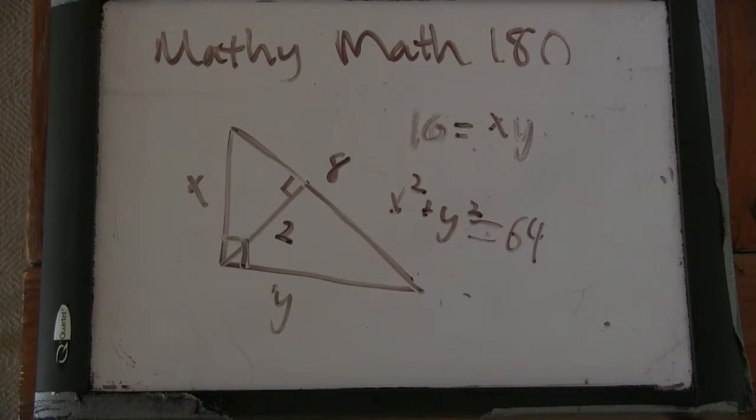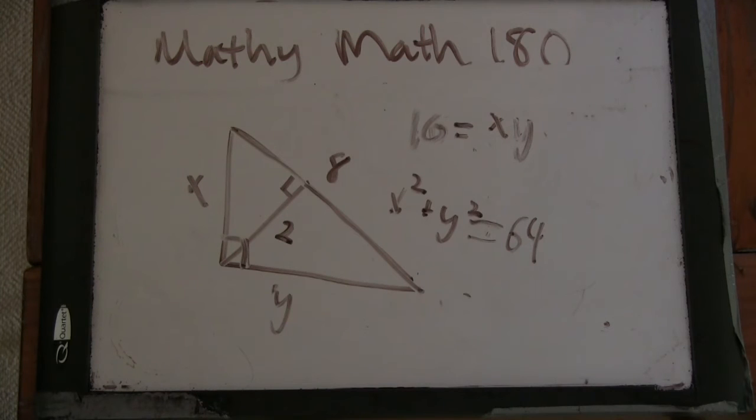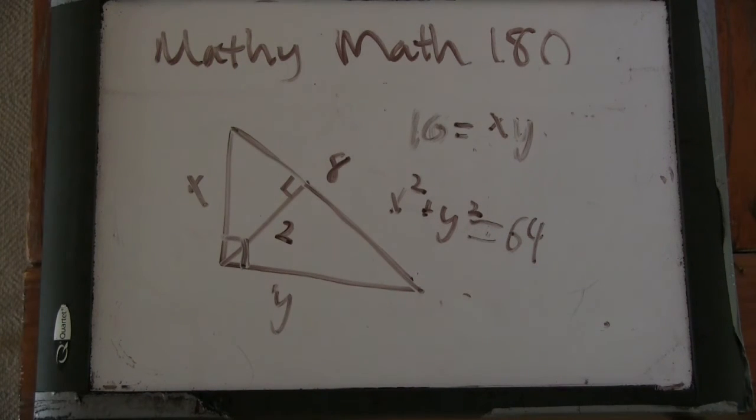So we have x times y equals 16. We haven't really used that. We haven't, yeah. X squared plus y squared is 64. And I don't really want to get both of these into one equation. Why? Well, that might end up being really complicated.